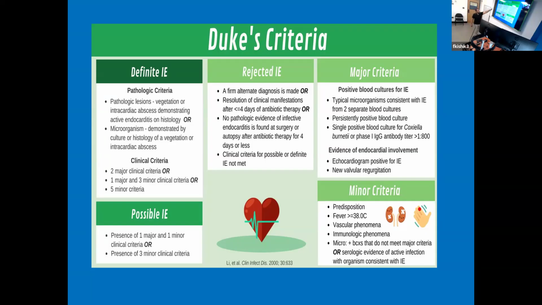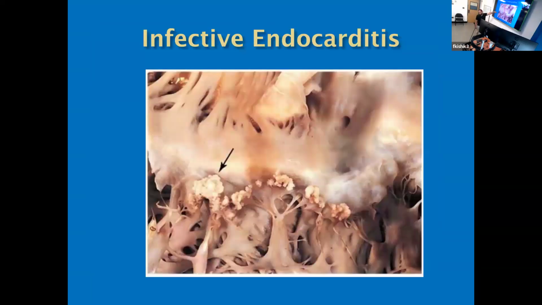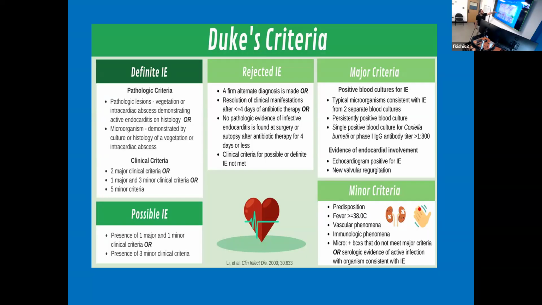So definite infective endocarditis is pathologic lesions, vegetations, or intracardiac abscesses demonstrating active endocarditis on histology, which makes the vegetation. You literally see this on echo. It's an open and shut case. Intracardiac abscess demonstrating active endocarditis is also seen on echo. So that makes sense. Or microorganism demonstrated by culture or histology of a vegetation or intracardiac abscess.